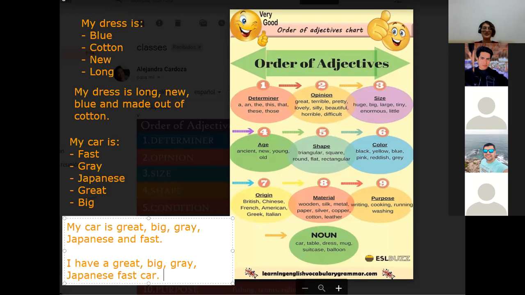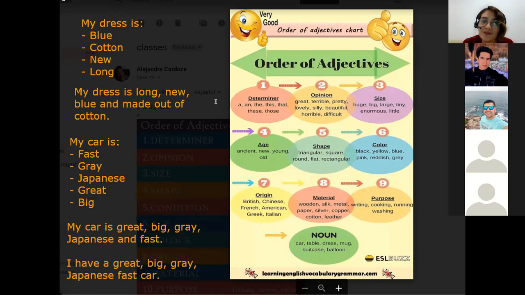¿O estamos bien hasta ahorita? Doing good? Very good. Cool. That's good. Veamos en el chat. Nice. ¿Hay alguna forma de recordar el orden?